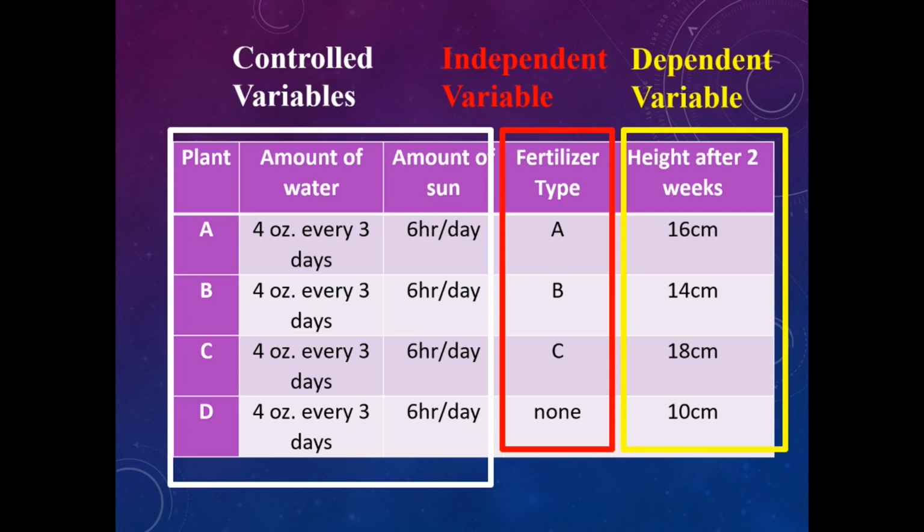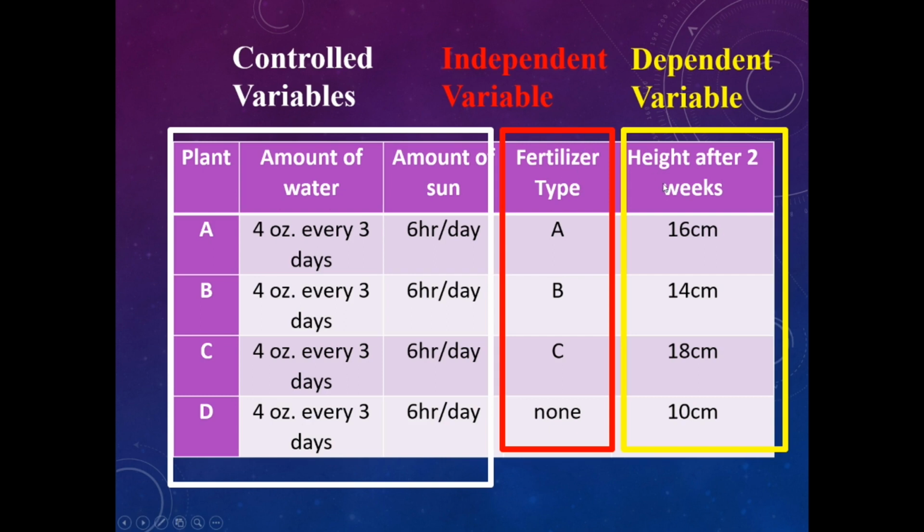Okay, the first question is, does the height of the plant depend on the fertilizer type? And then the second question is the opposite: does the fertilizer type depend on the height of the plant? And one of those is going to sound kind of ridiculous. So that second question, does the fertilizer depend on the height of the plant?